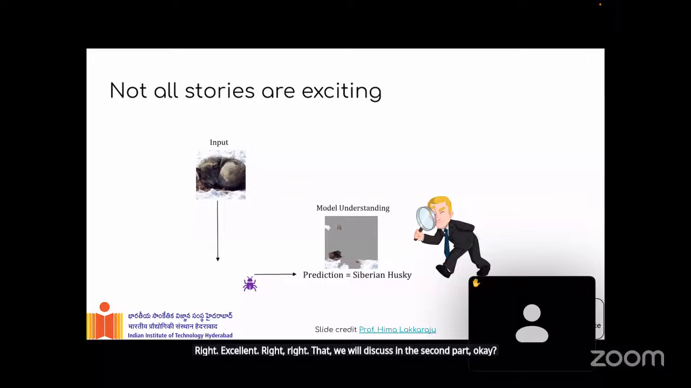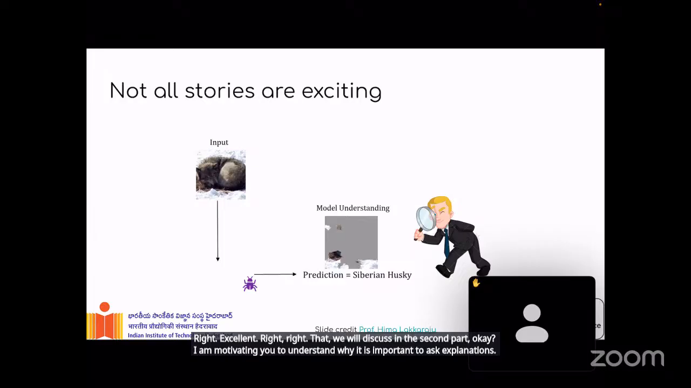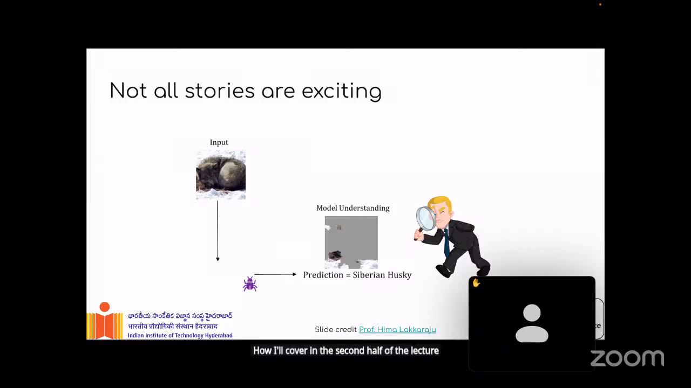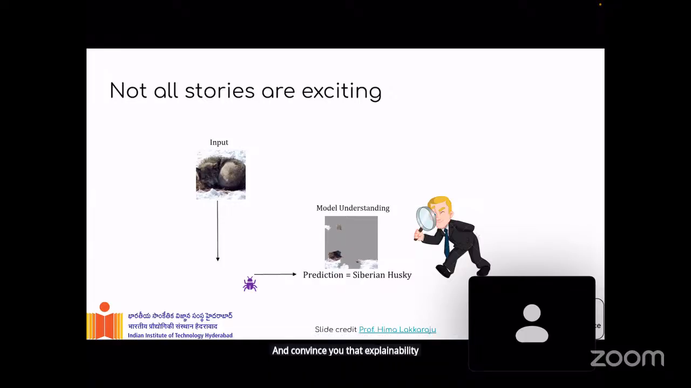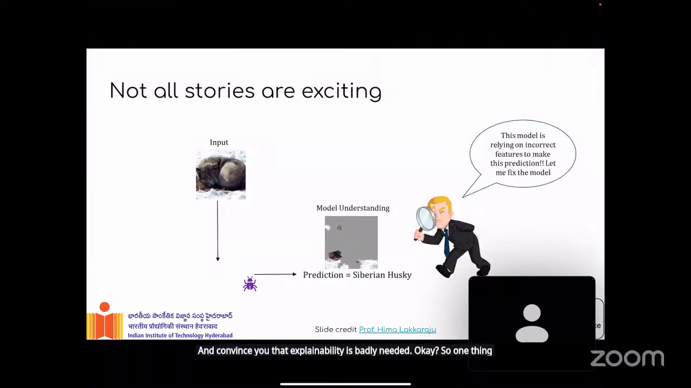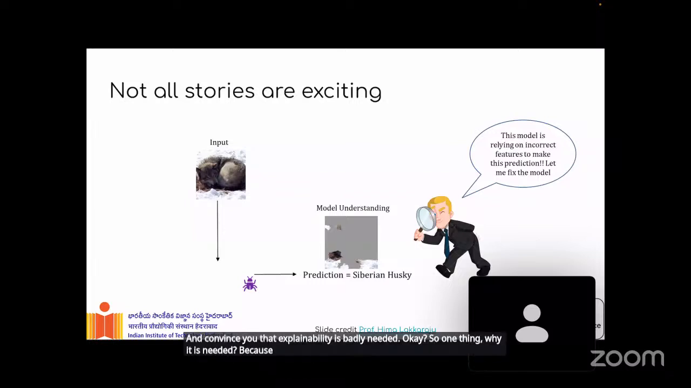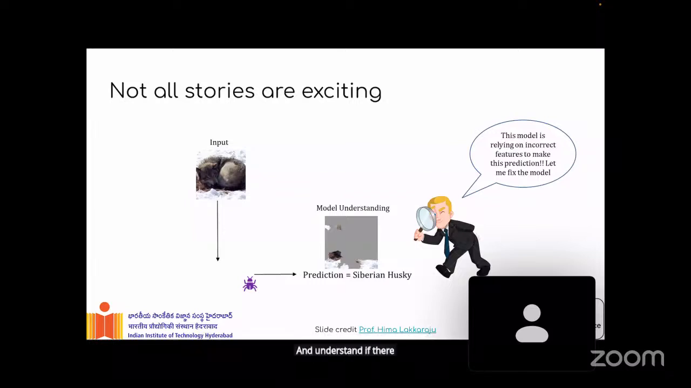I am motivating you to understand why it is important to ask for explanations. How, I'll cover in the second half of the lecture. All right, that's a good question. I didn't reveal how I got this explanation. There is a whole lot of literature on how you can ask the model for an explanation. But for the first half an hour or so, I'll try to motivate you and convince you that explainability is badly needed. So one reason it is needed is that you can verify the model and understand if there are any bugs in its learning.